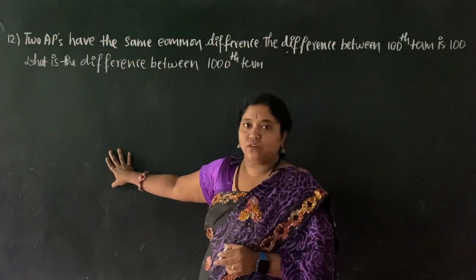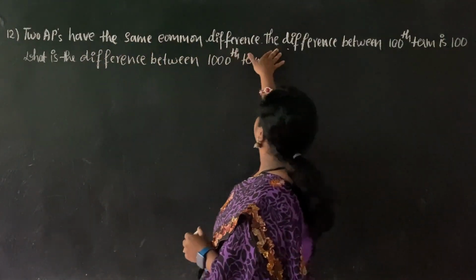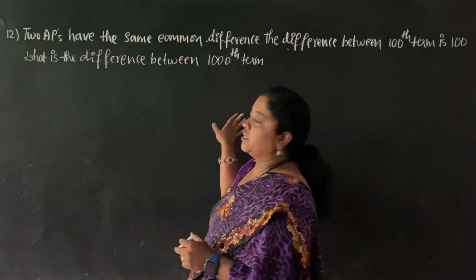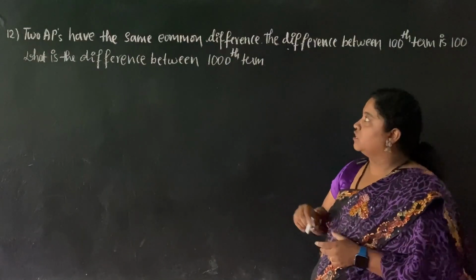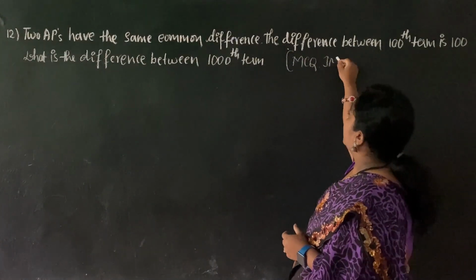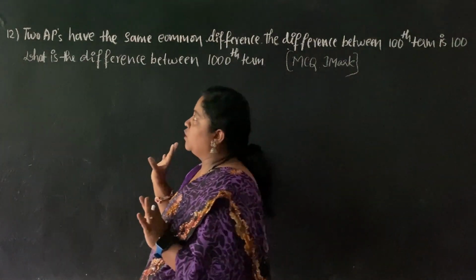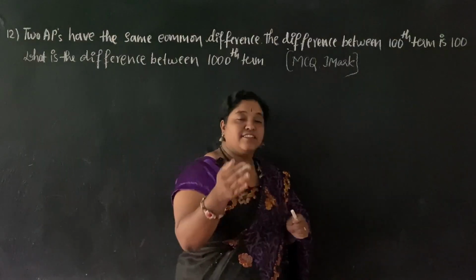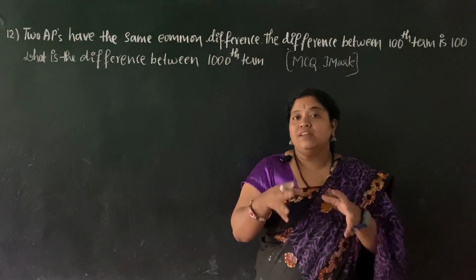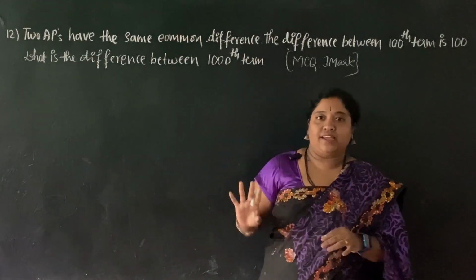12th question, dear. So the 12th question is, two APs have the same common difference. The difference between the 100th term is 100. What is the difference between the 1000th term? Actually, this question is very important in case of MCQ or 1 mark question. Why? Because dear, this is a very simple question. Those who understand the basic thing behind arithmetic progression, what is actually the definition of arithmetic progression, they can give the answer within a second, dear.